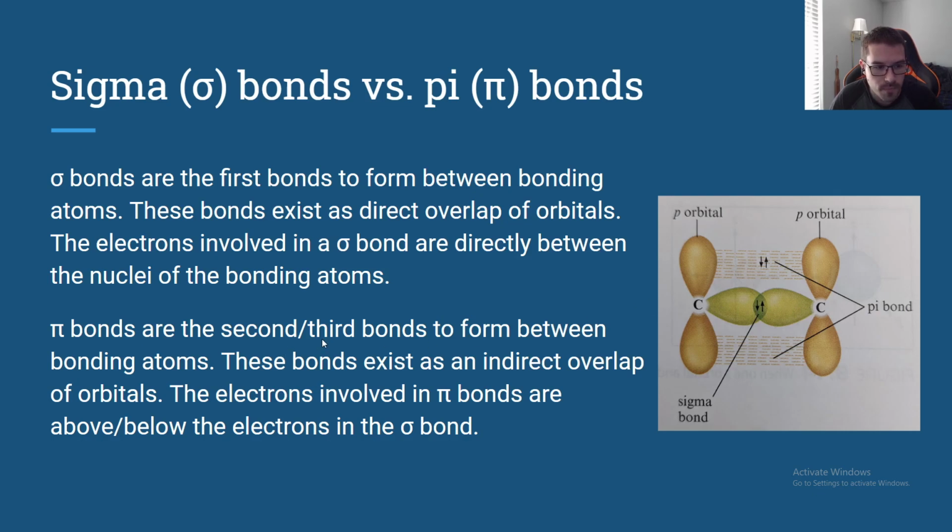Pi bonds are only going to be there if you have a double or triple bond.